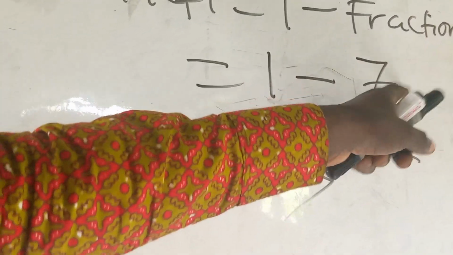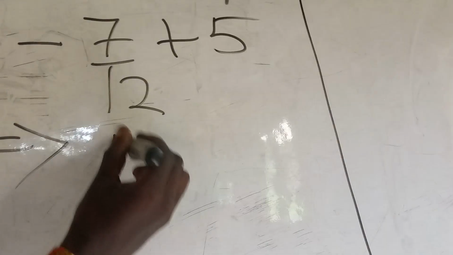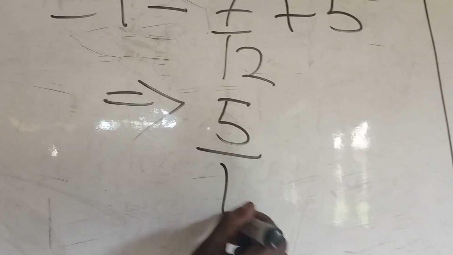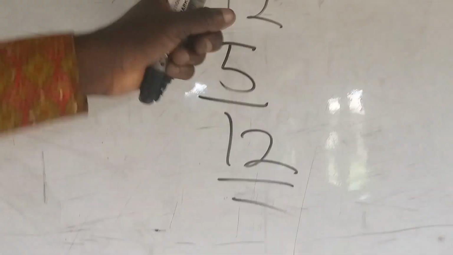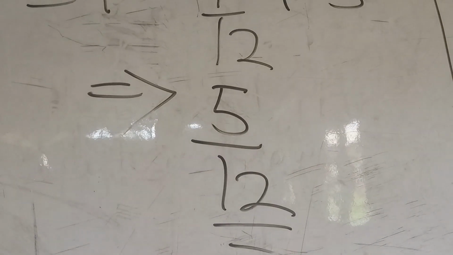What number should be added to this 7 for us to get 12? It's 5, because 7 plus 5 is 12. So it's 5 over this denominator, which is 12. And once you work it out in the fraction form too, you get the same answer.